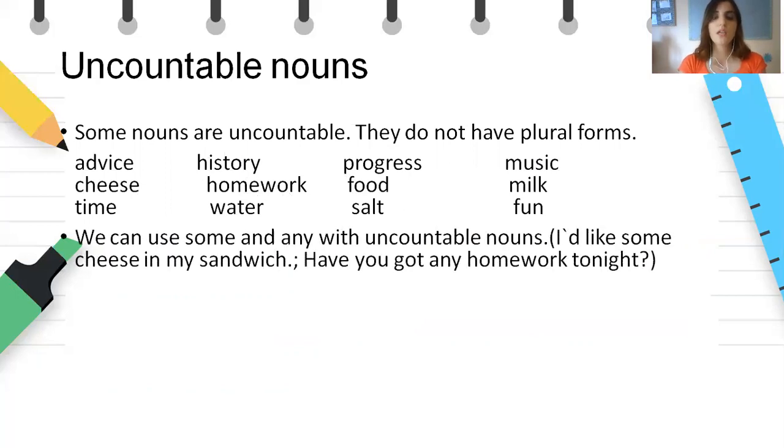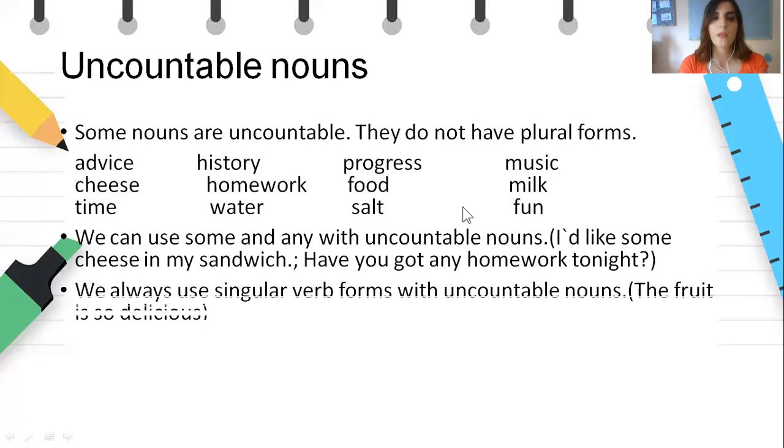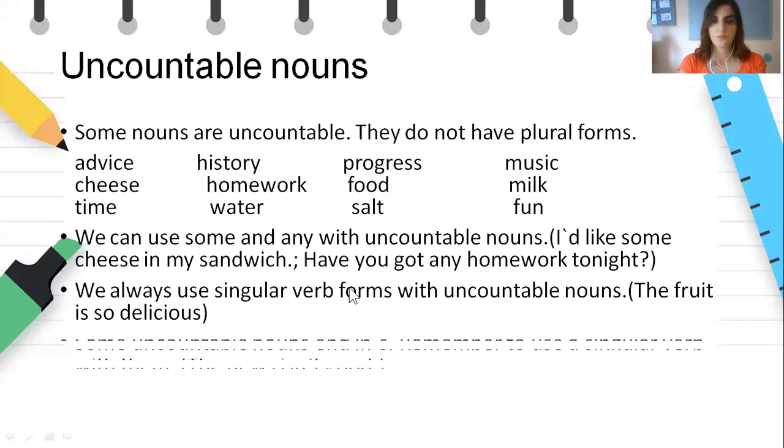We can use some and any with uncountable nouns. I'd like some cheese in my sandwich. Have you got any homework tonight? We always use singular verb forms with uncountable nouns. The fruit is so delicious.